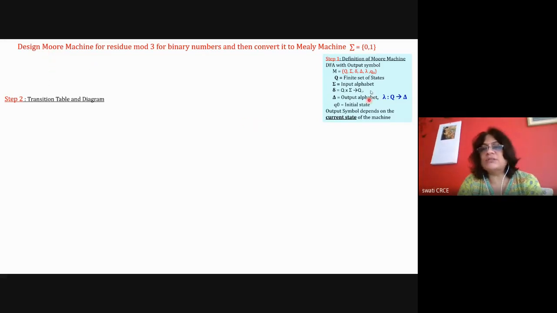So you explain what is meant by a Moore machine. A Moore machine is a DFA with output symbol, and there are 6 elements. Write down the meaning of each and every element. Q is a set of states. Sigma is a finite input alphabet. Delta is the output alphabet. Delta is the state transition function, Q cross sigma to Q.